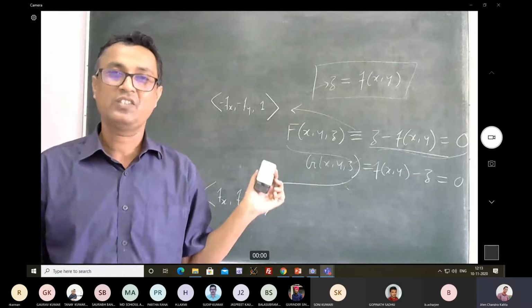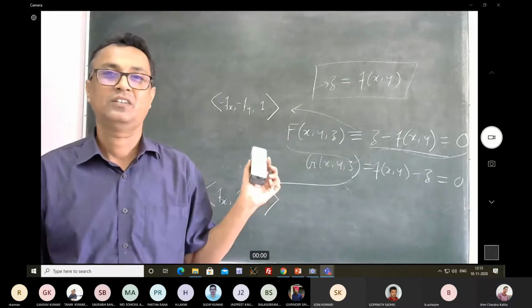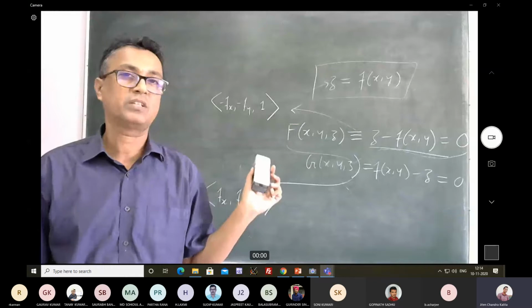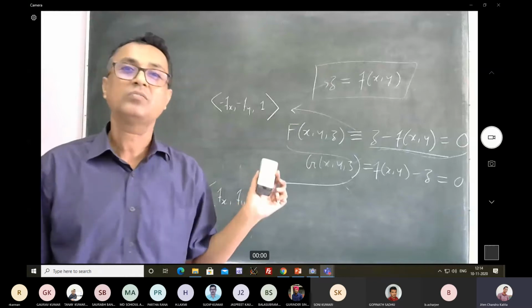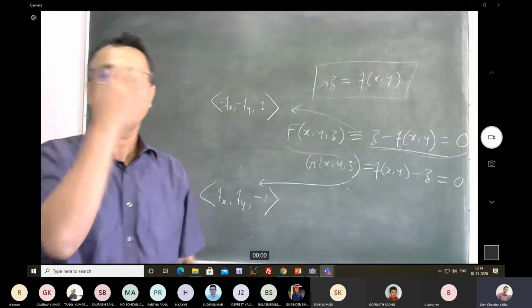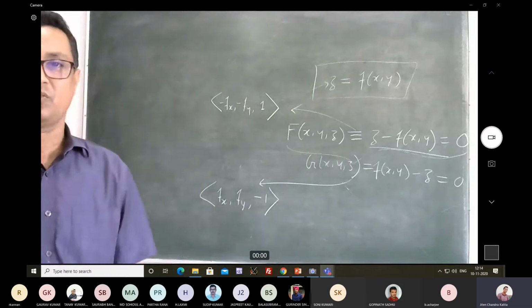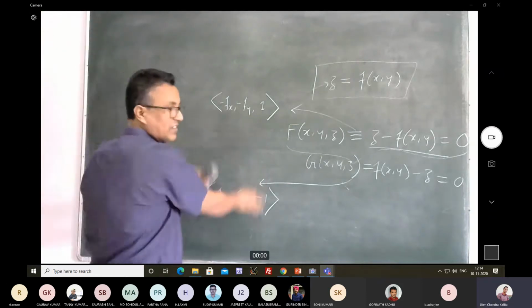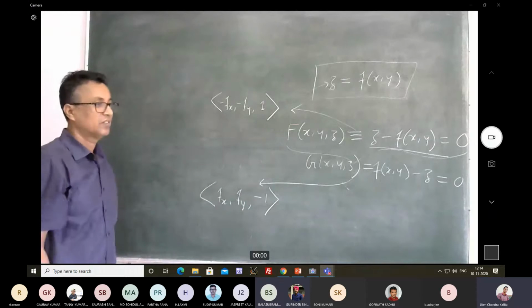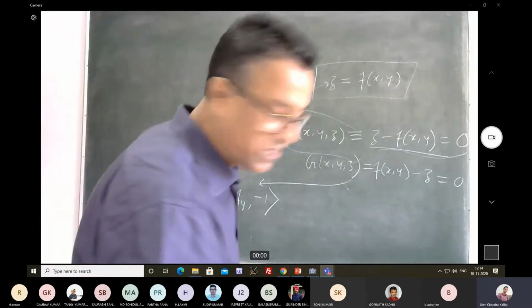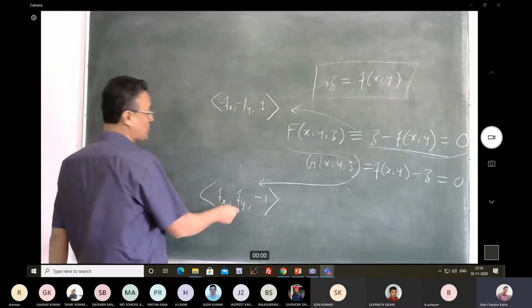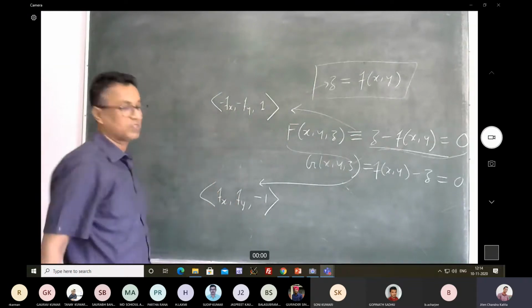Is it okay with everybody? I have simply computed it from the formula of the gradient of that function of three variables. Up to this, it is fine. Yes, sir. Right? So now you may be thinking, which one should I go for? Whether I should go for this one or this one.